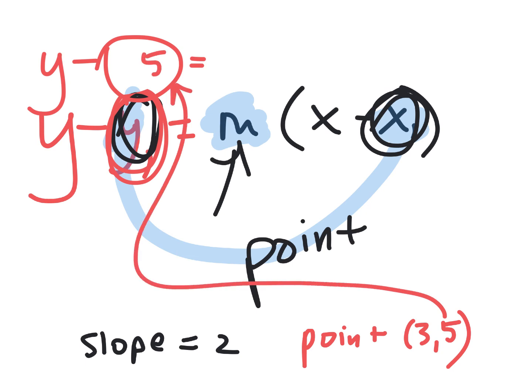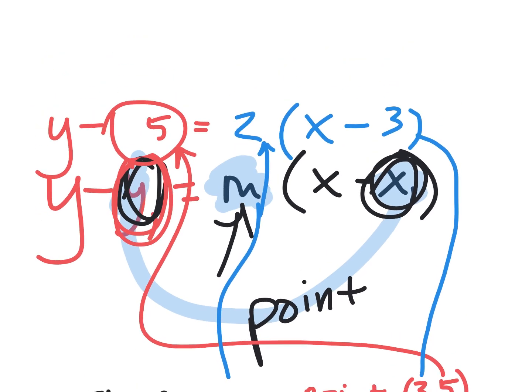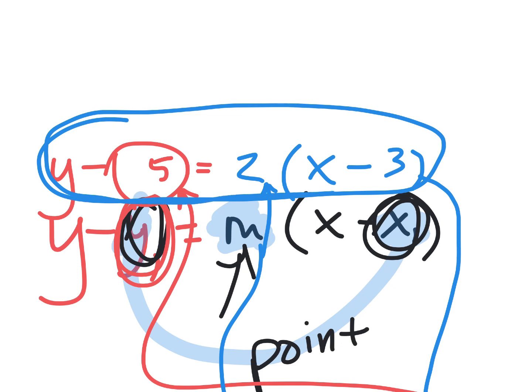Equals m, Stella, what goes where the m is? Slope, hint. What's the slope? Two. Yep. So that goes there. And then x minus, and then Grace, what goes in the x1 spot? Three. Three, because that's the x of our point. And there it is. That looks long and scary, but it's just point slope form of an equation.